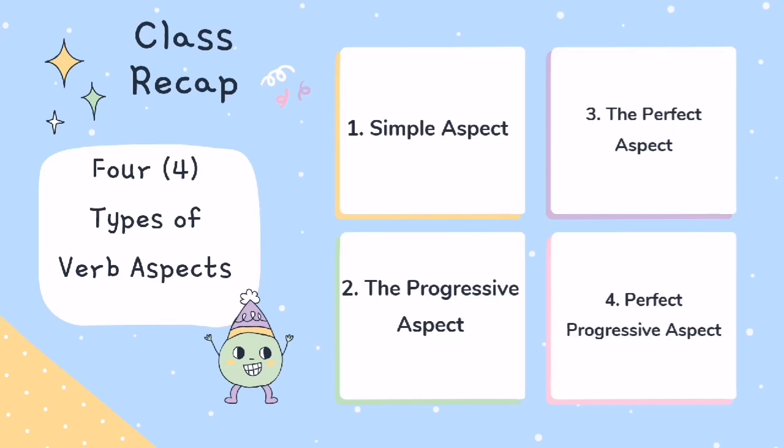And before we end our lesson for today, we have the 4 types of verb aspects. What are they? So, number 1 is the simple aspect. Number 2 is the progressive aspect. And number 3, the perfect aspect. And lastly, the perfect progressive aspect.